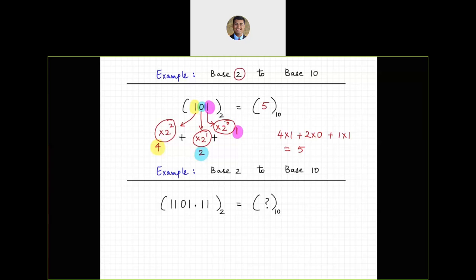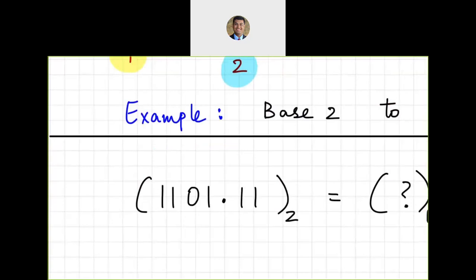Next, base 2 to base 10. This one has a fraction part. So what I'm going to do is simply write the weights on top of the number. I've got a weight of 1 here, 2 there, 4 there, 8 there, increasing powers of 2. Then I've got a half there and a 1/4 there. And when I multiply each of them and add it up, what do I have?